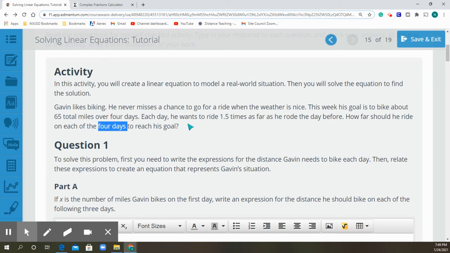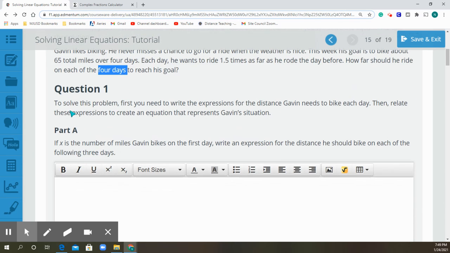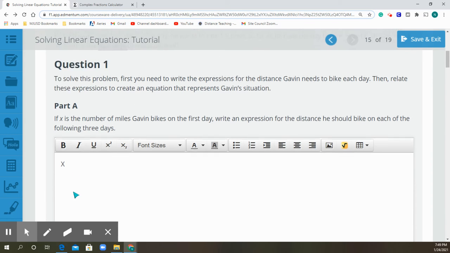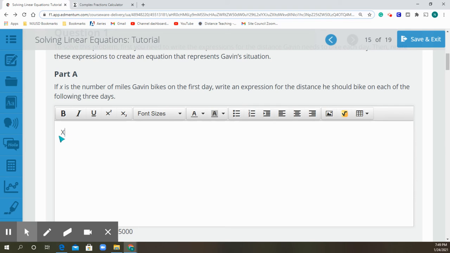So on day 1, he wants to ride an amount, and then on the next day, he wants to ride 1.5 times that amount, and then day 1 and 2 times 1.5, and so on. So question 1. To solve this problem, first you need to write the expressions for the distance Gavin needs to bike each day. Then relate these expressions to create an equation that represents Gavin's situation. So just like before, we need to make 2 expressions and then make them into an equation. If x is the number of miles Gavin bikes on the first day, so remember we're using x as a variable. We're not using x as a multiplication symbol.